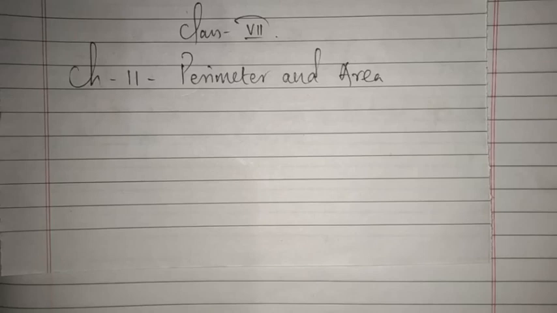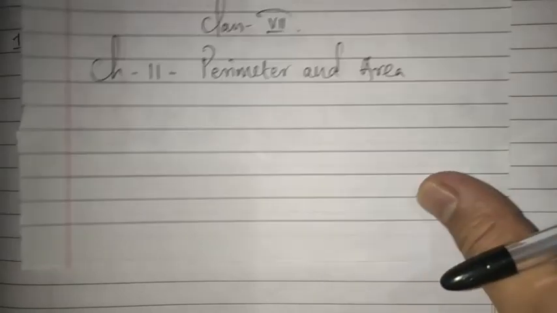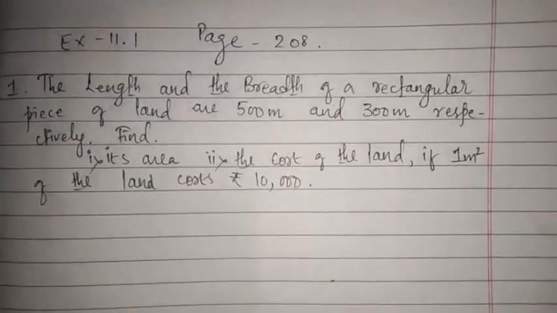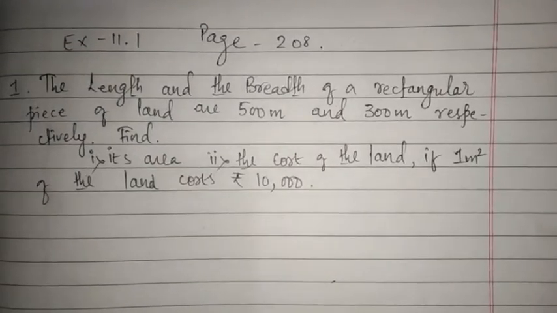So from today onwards we are going to start a new chapter, chapter 11, perimeter and area. In our previous class I gave you the introduction video, right? From today onwards we are going to deal with exercise 11.1, which is on page number 208 of your NCERT maths book, right? Okay. So here we have the first question.